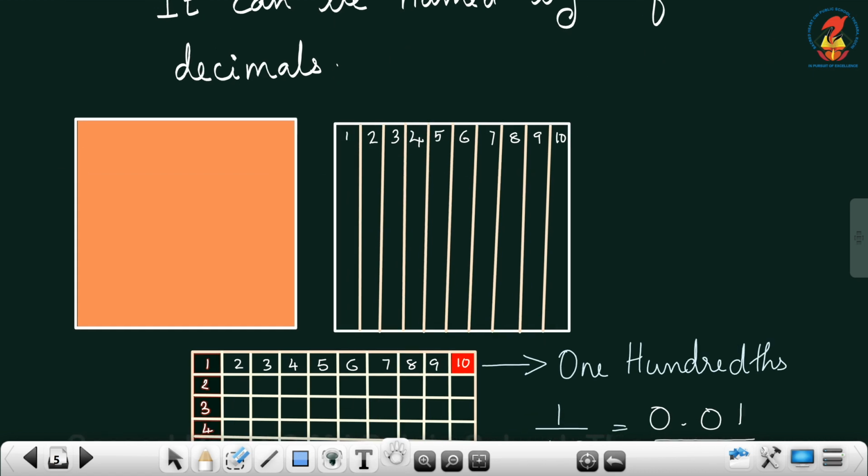The whole square box is being shaded. So it's 1 whole. Again the square box is being divided into 10 equal parts, which is 1 by 10.